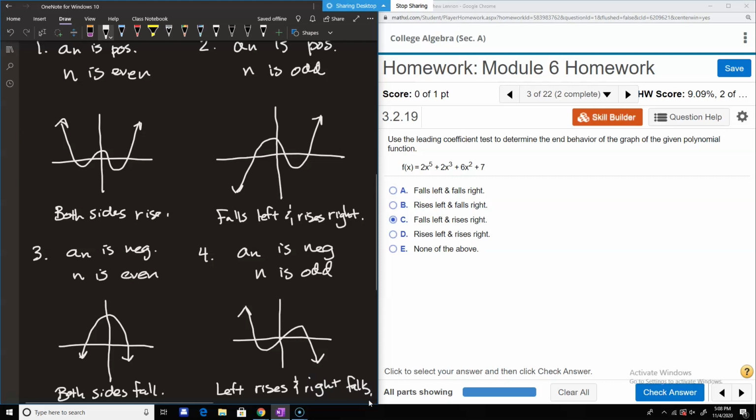So those are the 4 cases. So anytime you talk about end behavior, you just have to assess those 2 things, the number in front of the leading term, and then also the degree, whether it's odd or even. And in this case, like I said, we're looking at the 2 in front of the x to the 5th. That's positive. We're looking at the 5. That's an odd number. So that's why we know it falls left and rises right. It's case 2 from what we just wrote down.